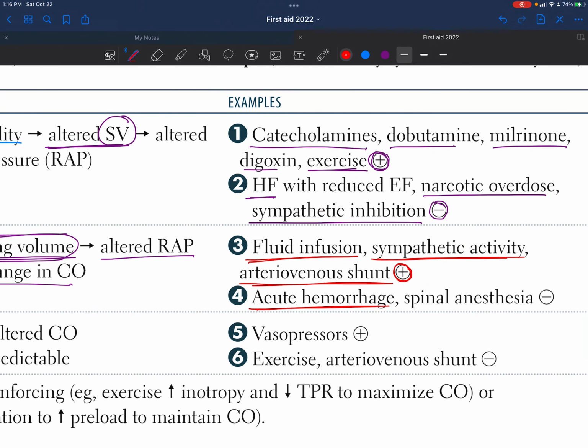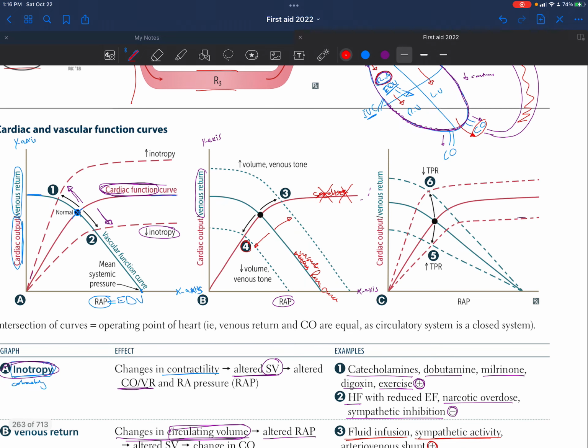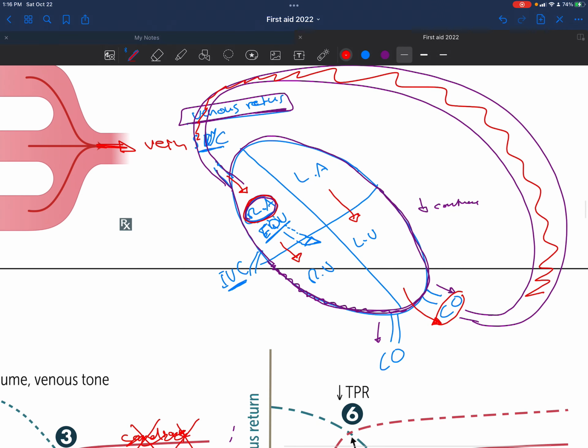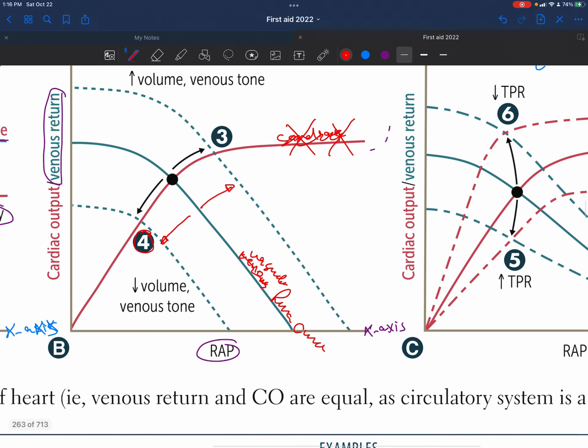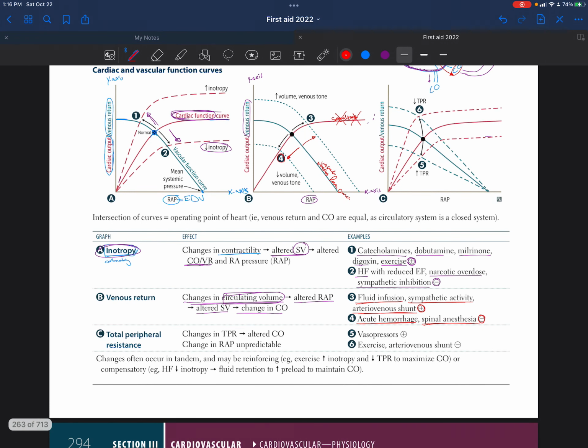If it goes down, that happens in cases like acute hemorrhage, if we are losing blood, or if we have spinal anesthesia. Both of these will decrease the vascular function curve because they reduce the amount of blood contained within these vessels. So that's why the volume goes down. I mean, the vascular function curve would go down. So that's the change happening in the vascular venous curve.